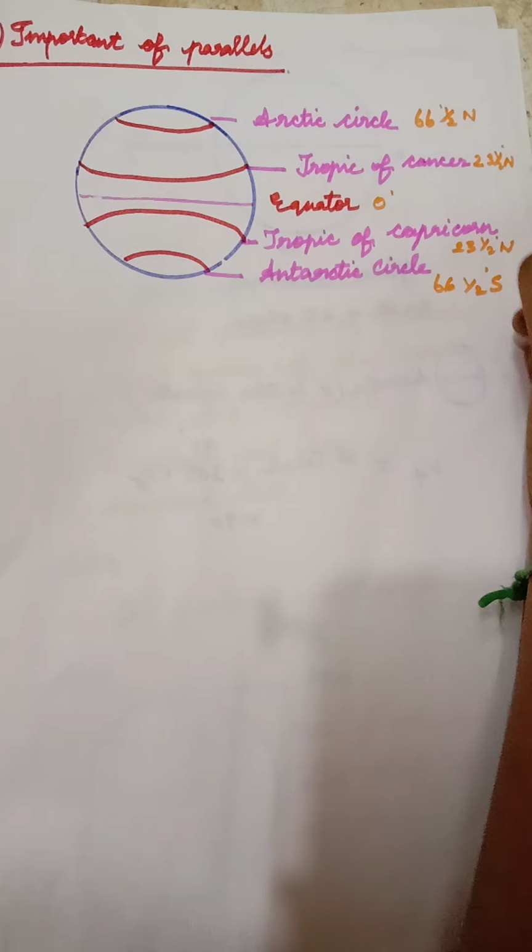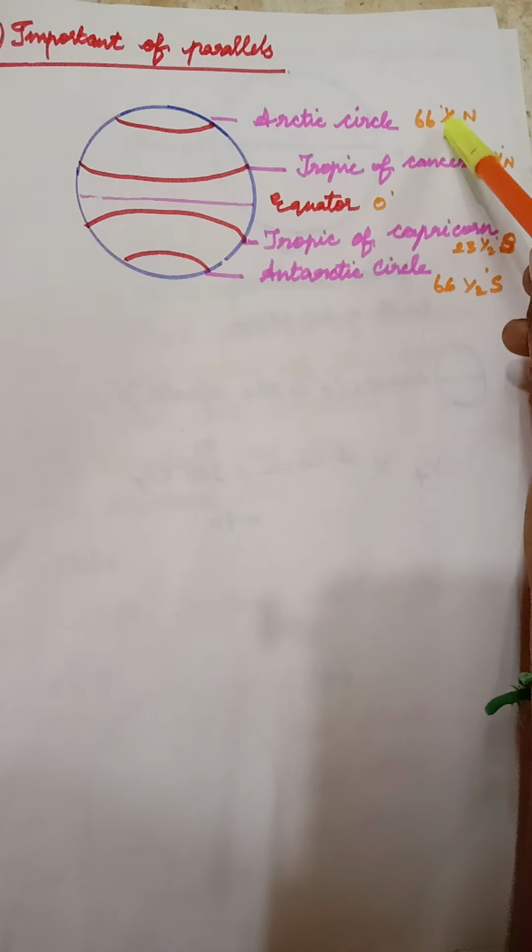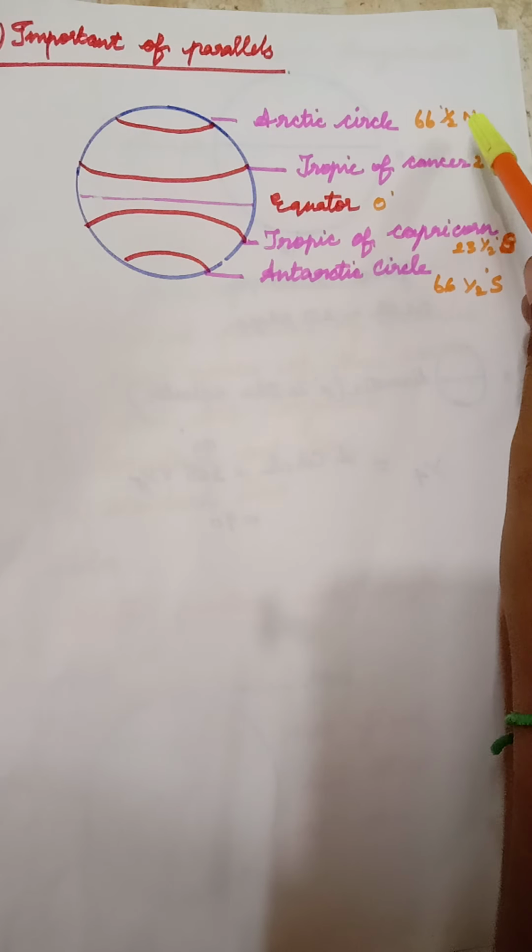This is south. See, the Arctic Circle and the Antarctic Circle have the same degree, 66 and a half north and 66 and a half south. The Tropic of Cancer and the Tropic of Capricorn have the same degree, 23 and a half degree north and 23 and a half degree south. This is about the importance of parallels.